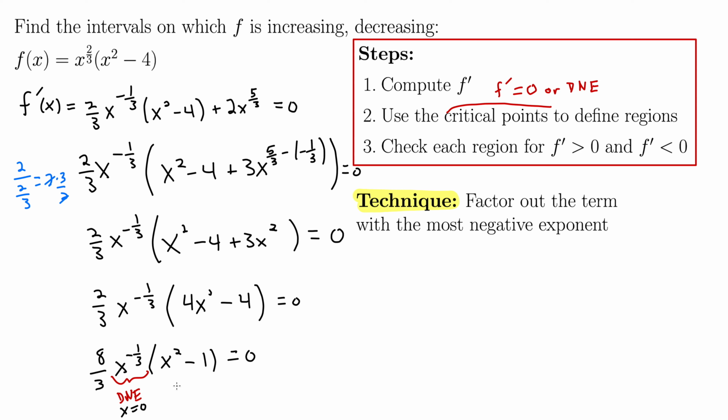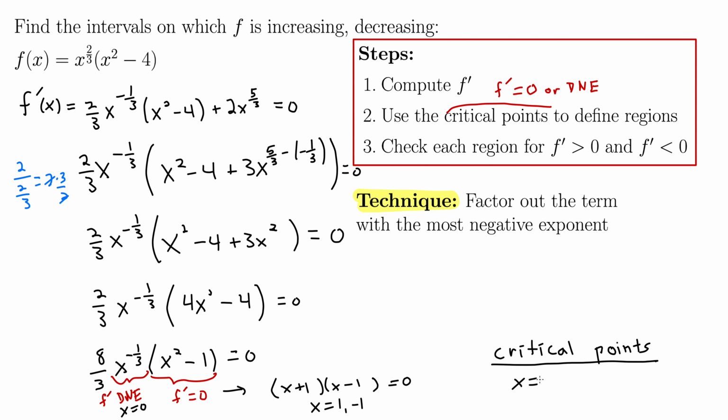And let's see here. We have x squared minus 1. This is where the derivative equals 0. So just to distinguish that, I'll be very clear. f prime equals 0 here. This is where f prime does not exist. Okay, so we need to set that equal to 0. Let's be very direct with it here and take it all the way down to x plus 1, x minus 1 equals 0, which gives us x equals 1 and minus 1. Okay, so we have three critical points. x equals 0 and x equals plus or minus 1.